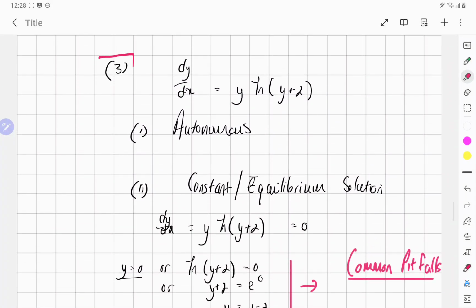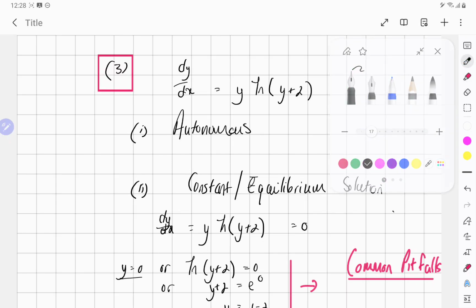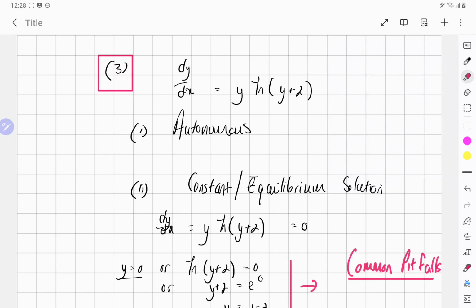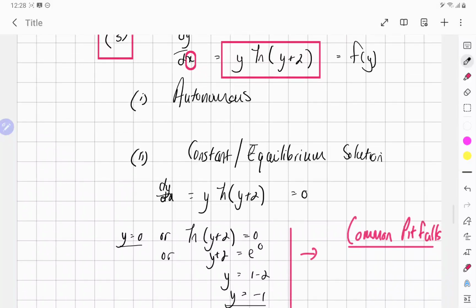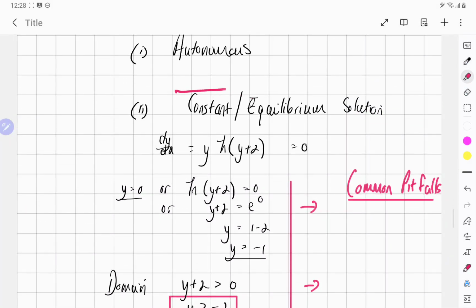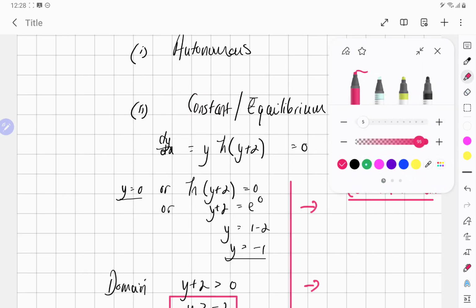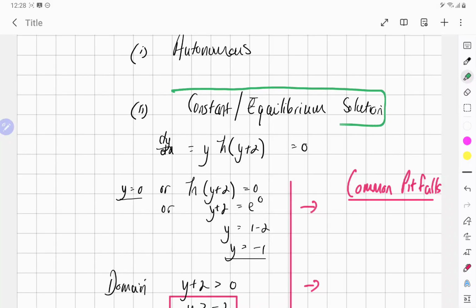Our second problem, slightly harder. So first we identify why it is autonomous? Because the independent variable is not explicitly in our f(y). Now we're going to find the solutions by a sketch without solving the equation. So, first step, we're going to find our constant solutions. Constant solution is when the derivative is 0.